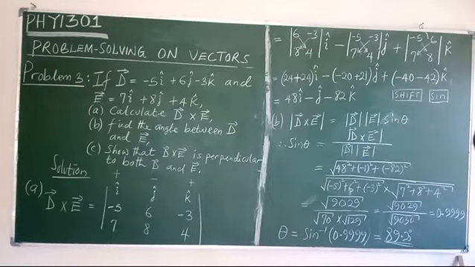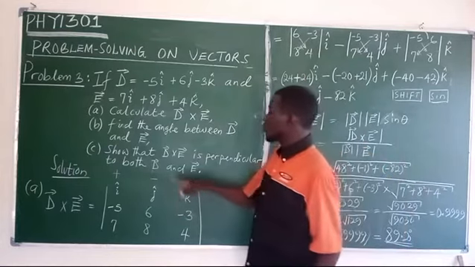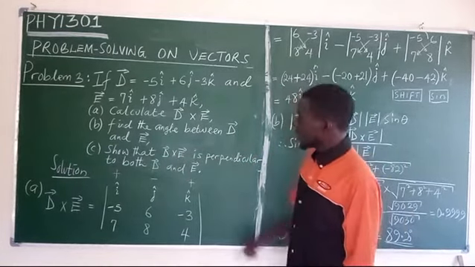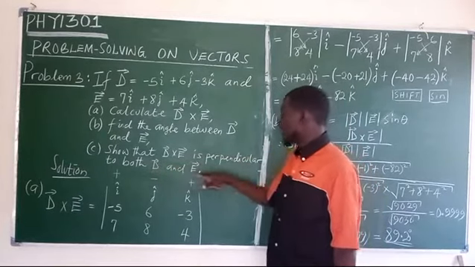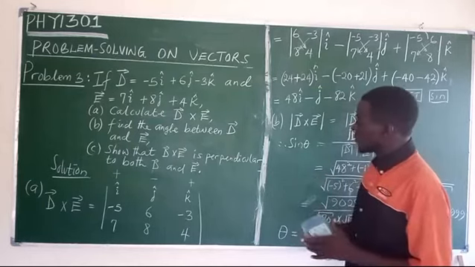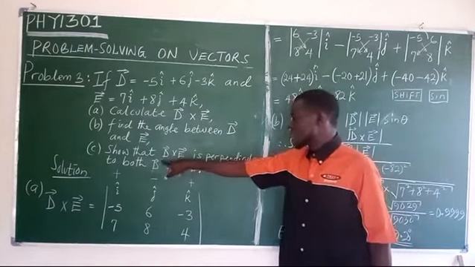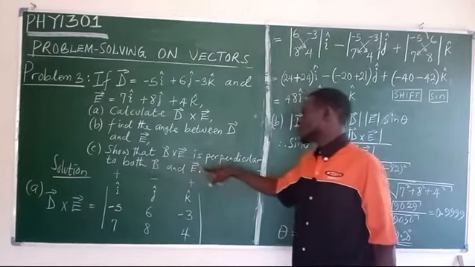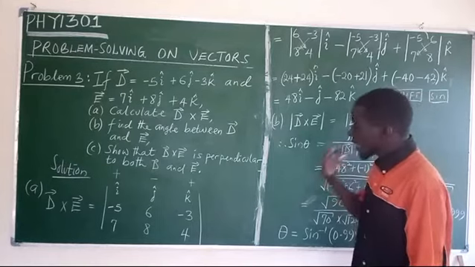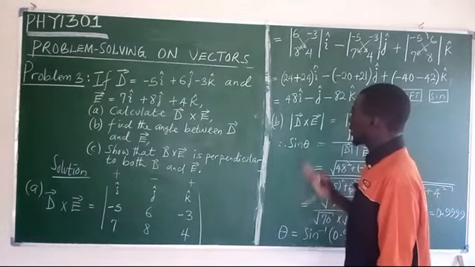So the angle between vector D and vector E is 89.2 degrees. Okay, now for C, we should show that this vector is perpendicular to D and E. Okay, as I pointed out from the beginning, it means that we should show that this one makes angle 90 degrees with this, it also makes angle 90 degrees with this. But we don't have to find that 90 degrees angle. We don't have to do that.